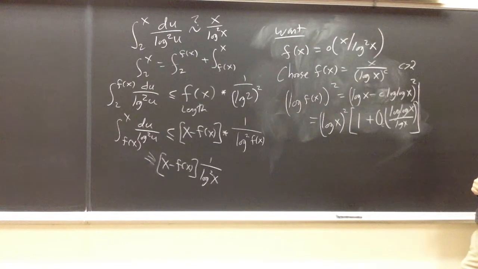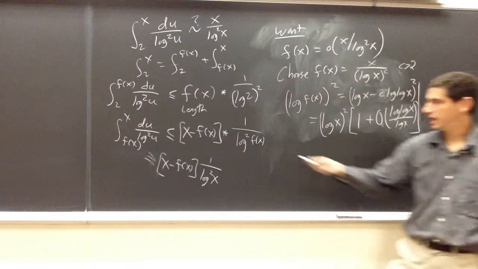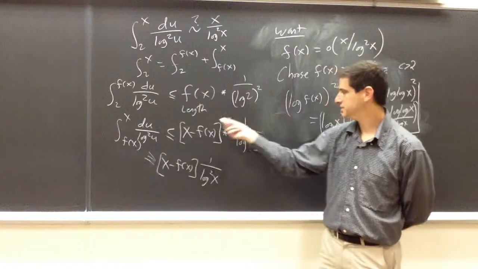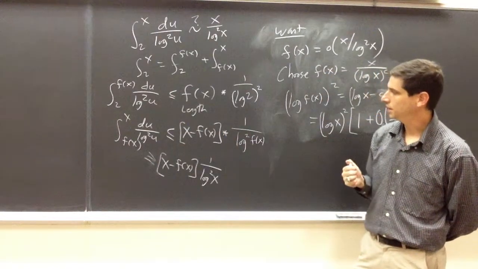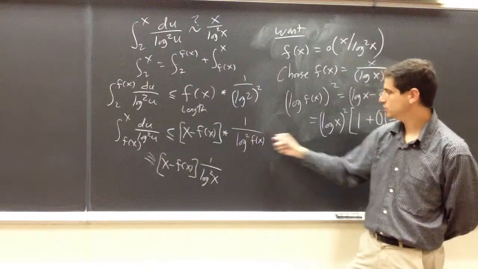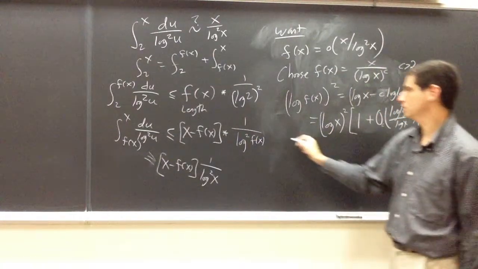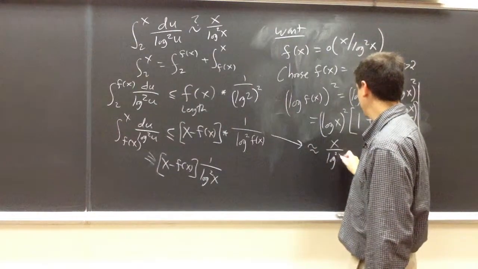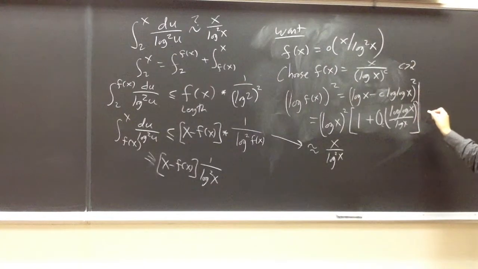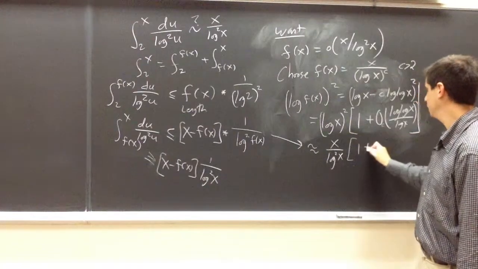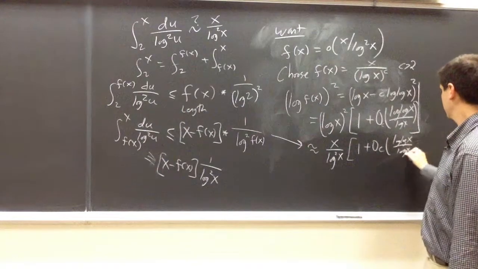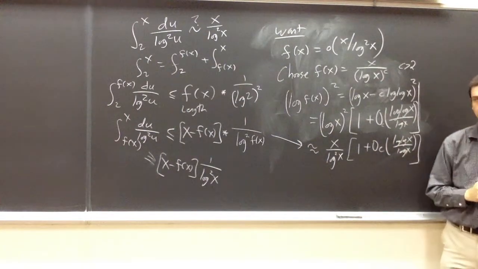The error here is very, very small. When I look at x minus f of x, this is going to essentially be of size x. So my upper bound is going to look like x times 1 over log squared f of x. Well, that's essentially x over log squared of x. And now I have to take the geometric series. I have 1 over this, so I would get 1 plus big O of log x over log x, just when I expand it out using the geometric series.